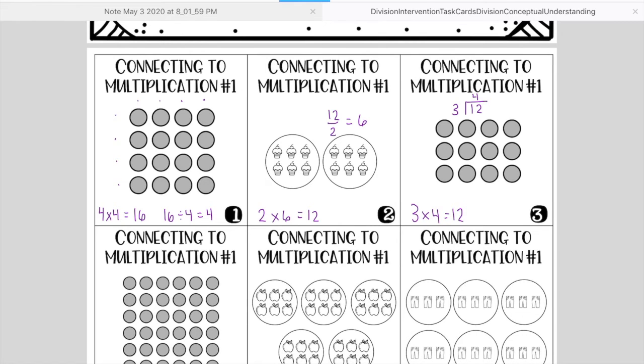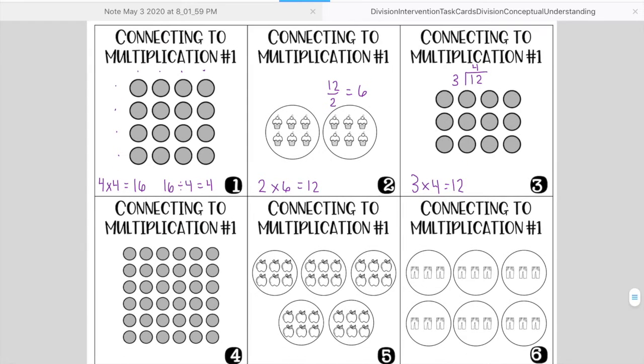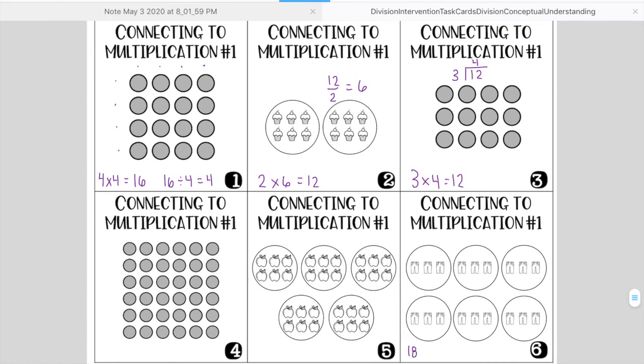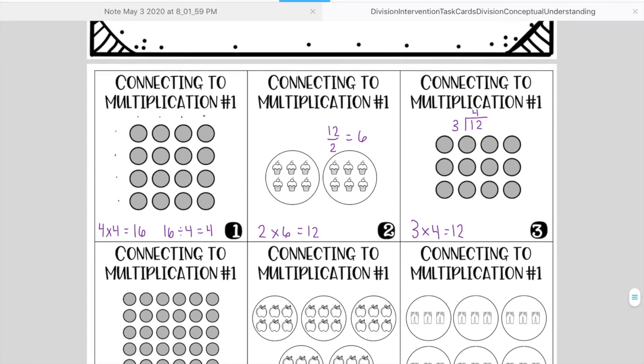So I'm just going to keep doing that, and you can do it for all of the equations really quickly, which is great because once you know the multiplication or once you know the division, you can do the opposite. So for example, this one with the pants, I can tell just by looking that there are 18 pants. So we're going to write 18 divided by 6 is equal to 3. 6 times 3 equals 18. So I'm just flip-flopping it back and forth, and you can do that for any of these equations.